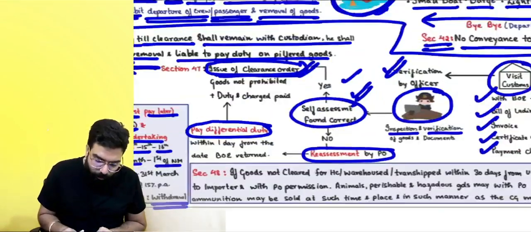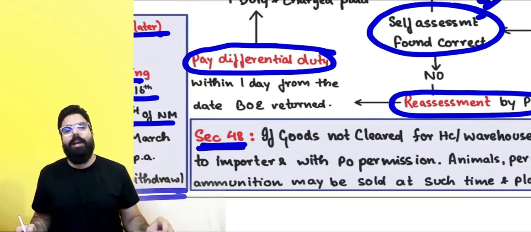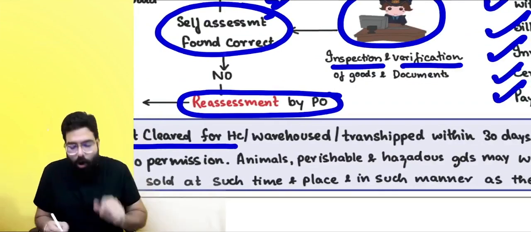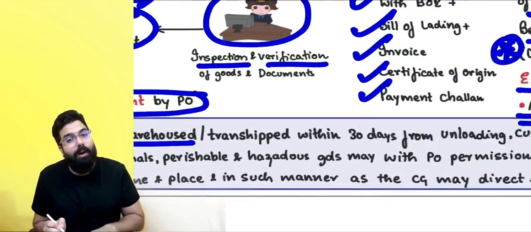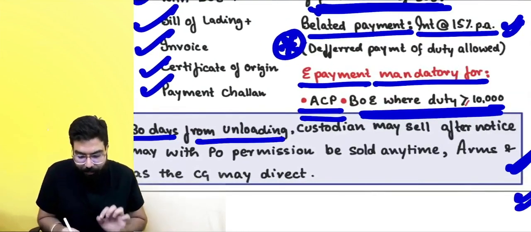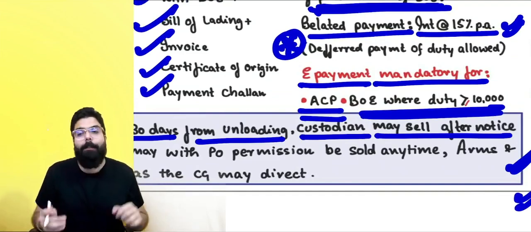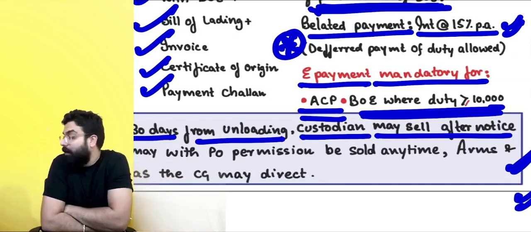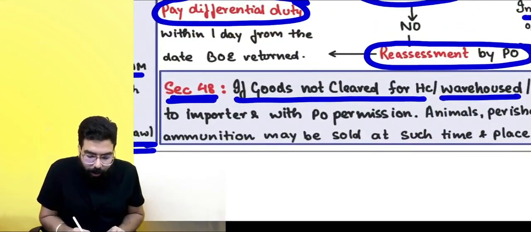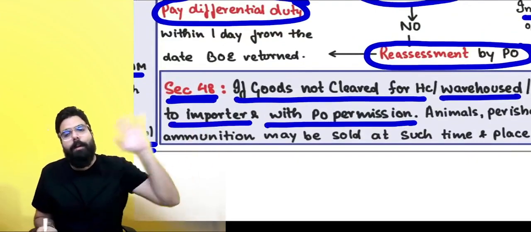Sir, also there is section number 48, which says, if after unloading you don't clear your goods for home consumption, or you don't put them in the warehouse, or you don't transship them within 30 days from unloading, then the custodian may sell. The people who have the custody of your goods can sell the goods after giving a notice to the importer and with the proper officer's permission.